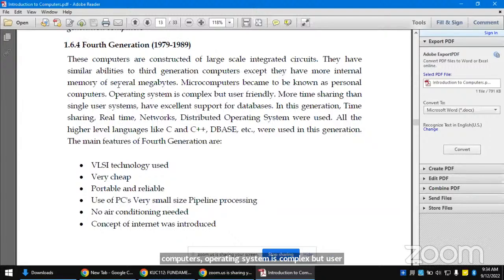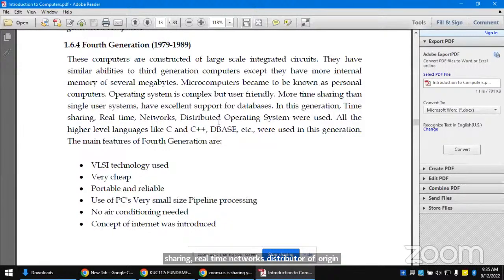If you compare to the initial one, the first generation just understood machine language, zeros and ones. But this particular one was user-friendly because of the programming languages and the operating system being used, and people were able to read English statements. So it became more user-friendly. There was more time sharing than single-user systems, and excellent support for databases. In this generation, time sharing, real-time networks, and distributed operating systems were used.